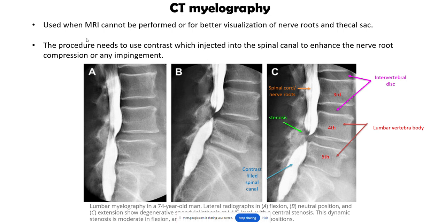CT myelography can be used when MRI cannot be performed or for better visualization of nerve roots and thecal sac. The procedure needs to use contrast, which is injected into the spinal canal to enhance the nerve root compression or any impingement. So this one shows the spinal cord, intervertebral disc, stenosis, contrast filled spinal canal with stenosis here.